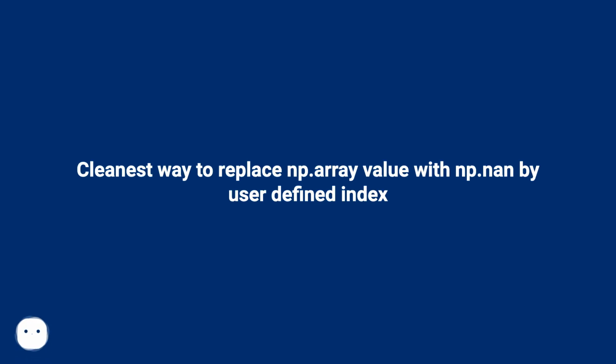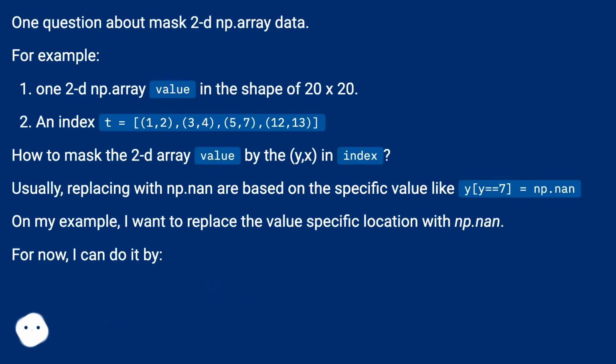Cleanest way to replace np.array value with np.nan by user-defined index. One question about masking 2D np.array data. For example, one 2D np.array value in the shape of 20 by 20, and an index, t equals 1, 2, 3, 4, 5, 7, 12, 13. How to mask the 2D array value by the y, x in index.